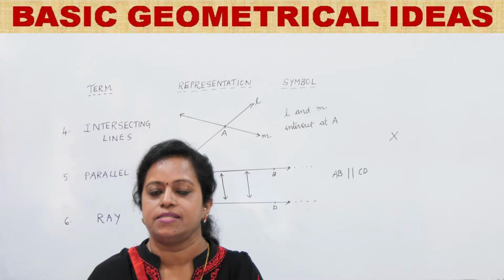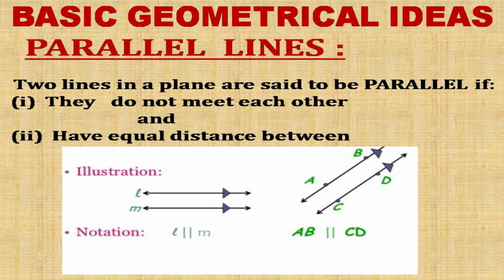Let us again summarize. Two lines in a plane are said to be parallel if they do not meet each other and have equal distance between them. You can see the illustration of two lines, where either you use small letters like L and M and write L parallel M, or in the next figure you can see that the two lines AB and CD are parallel, and the symbol that we use is clearly shown: AB parallel CD.